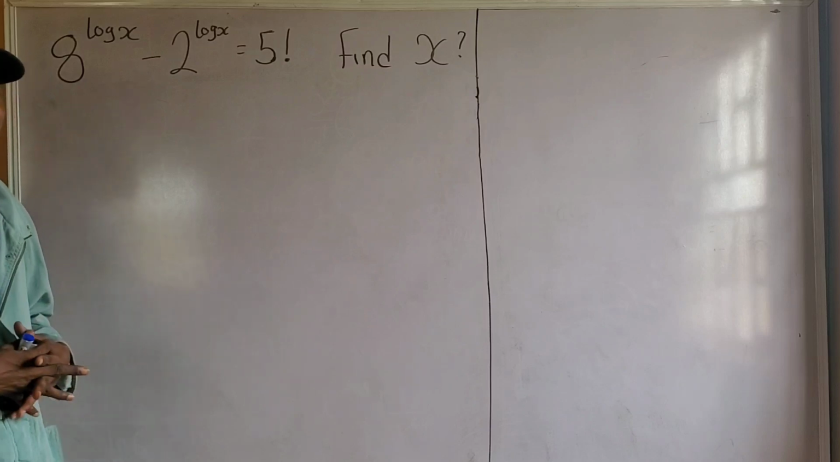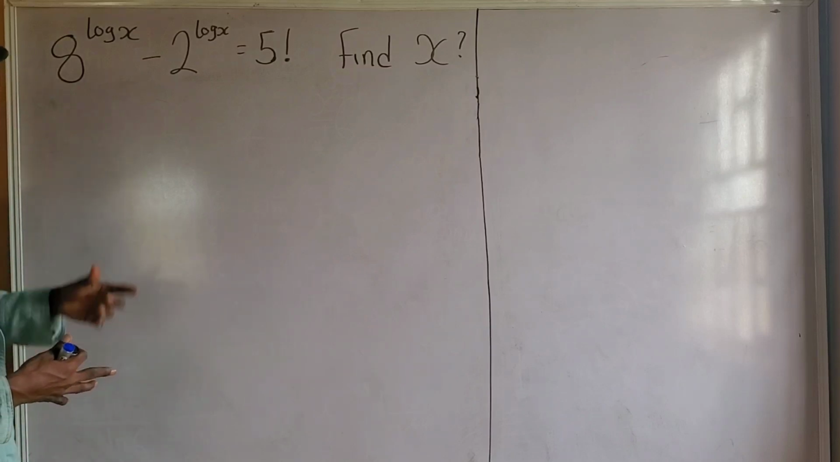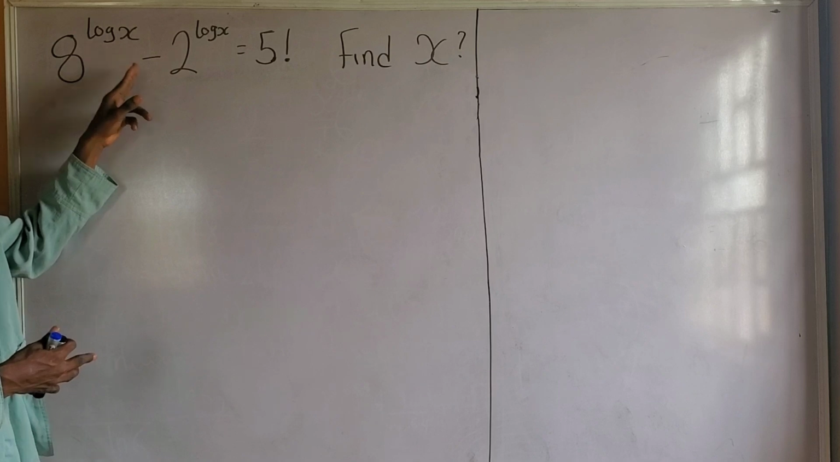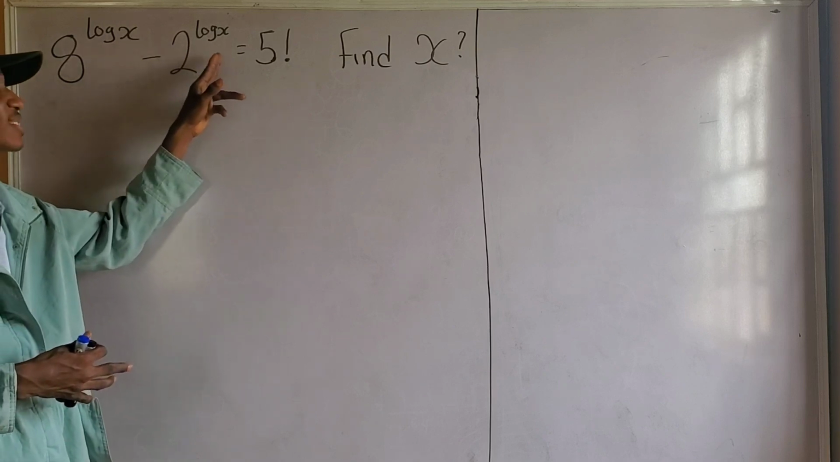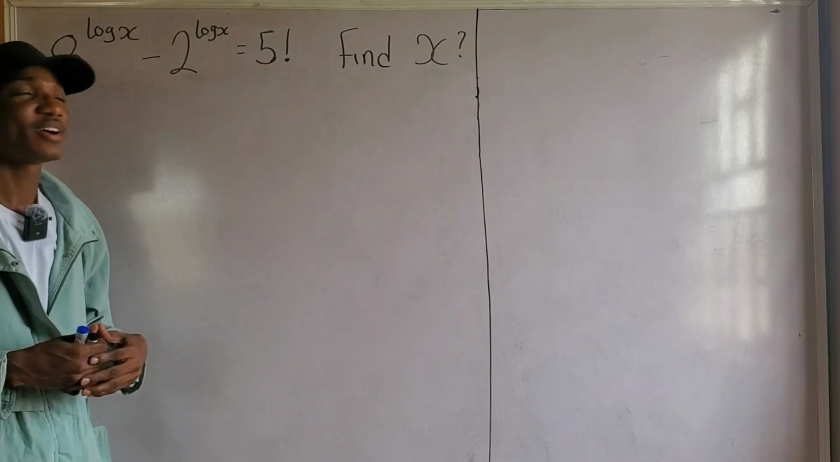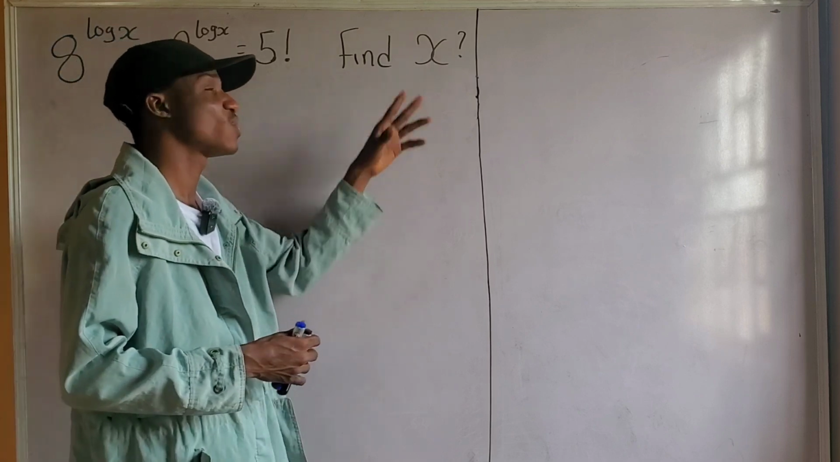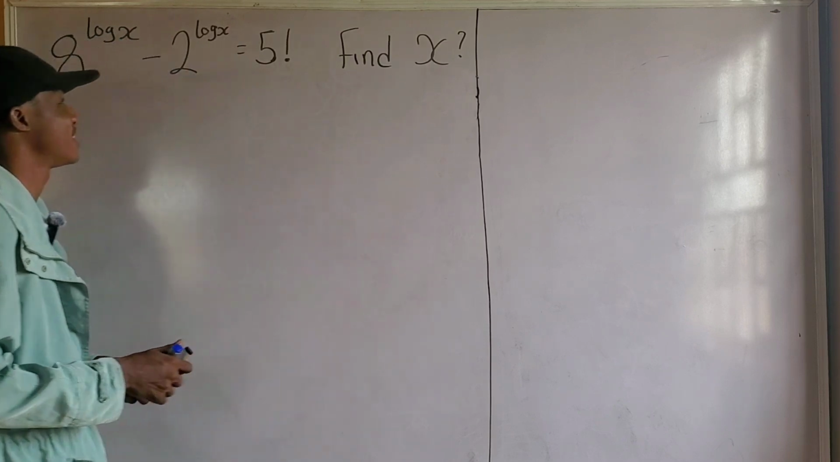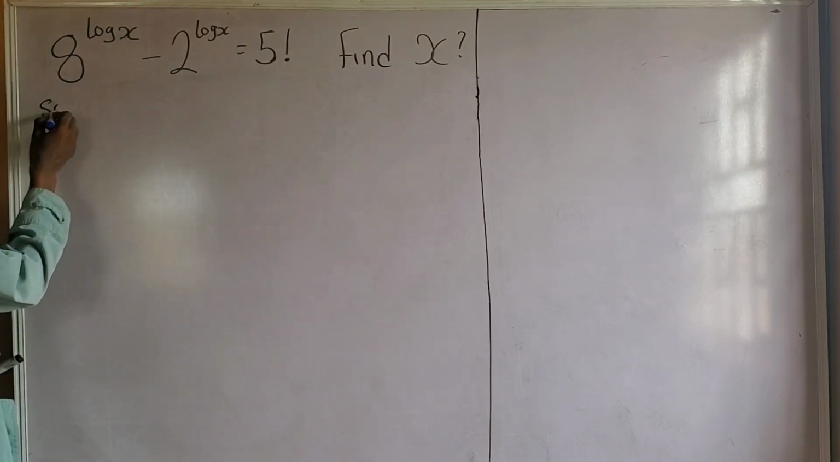Today, we have an interesting question on logarithm. Given that 8 raised to the power of log x minus 2 to the power of log x equals 5 factorial, we are asked to find the value of x. Okay, solution.